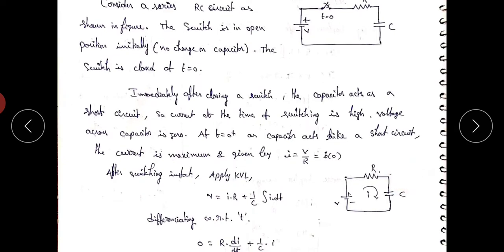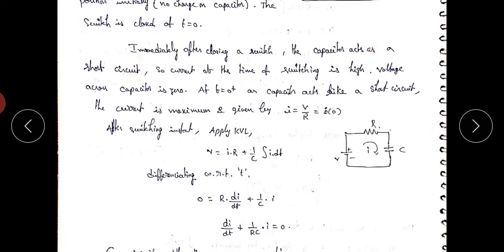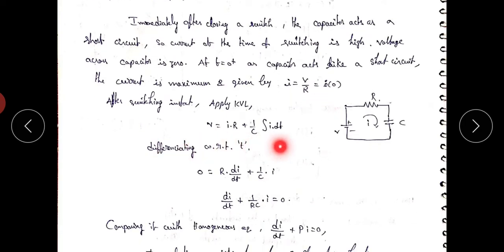We know that the voltage across the capacitor is 1 by C integral of I of t dt. So our equation is V equals IR plus 1 by C integral of I of t dt. Now differentiate this expression with respect to t, to convert this equation into a homogeneous differential equation. Here V is a constant DC supply, so the differentiation of a constant value equals 0.